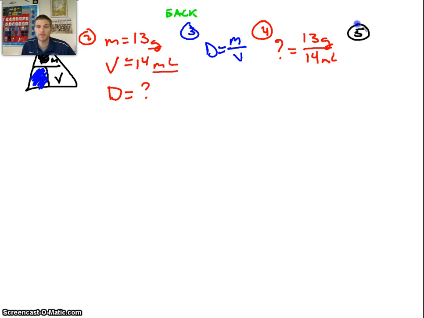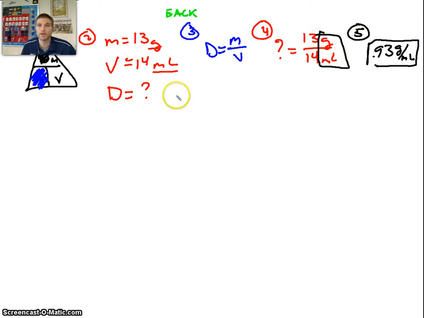When I do that, I'm left with, so here's my calculator to make sure I don't make any mistakes. 13 divided by 14, and that equals 0.93 grams per milliliter. And how I knew that the label was grams per milliliter is when I look over here, I have a gram over a milliliter. So those are the labels. So the density label actually tells you the equation that you're looking for.